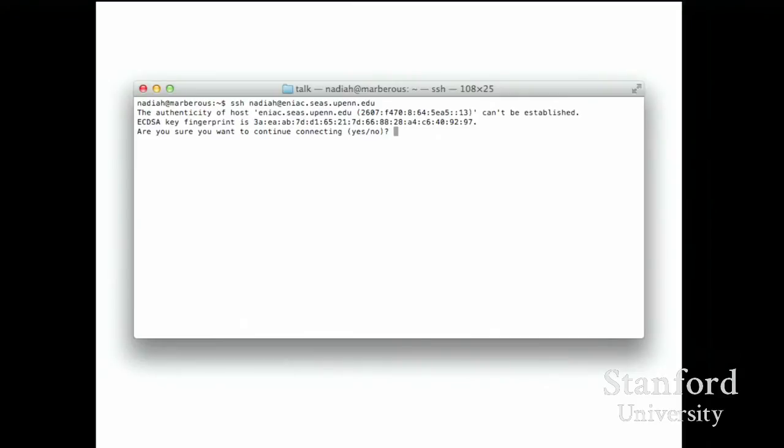Now, this isn't the only crypto that you use. Some of you might do something like this instead. So this is my SSH connection, trying to connect to my host computer.